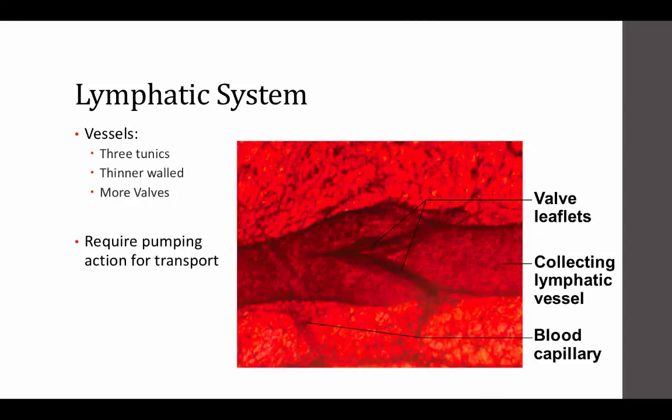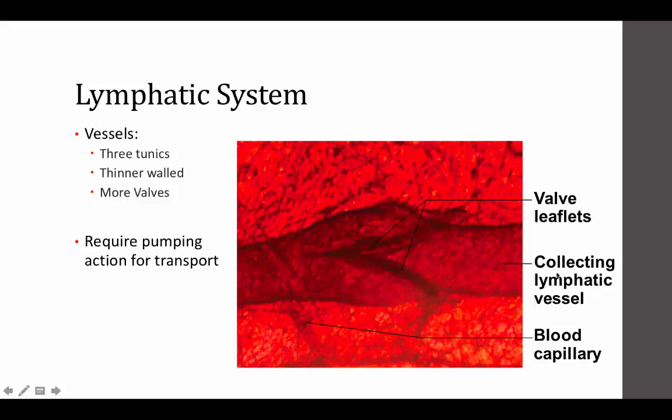How are things transported in the lymphatic system? Well, the lymphatic system is most similar in structure to veins, but it has three tunics, like the vascular system. Those tunics are generally thinner walled, but they also have more valves. So like the venous system, the lymphatic system is full of valves, and more of them.